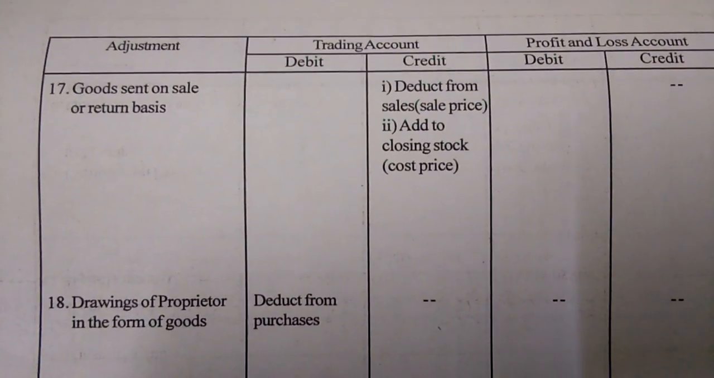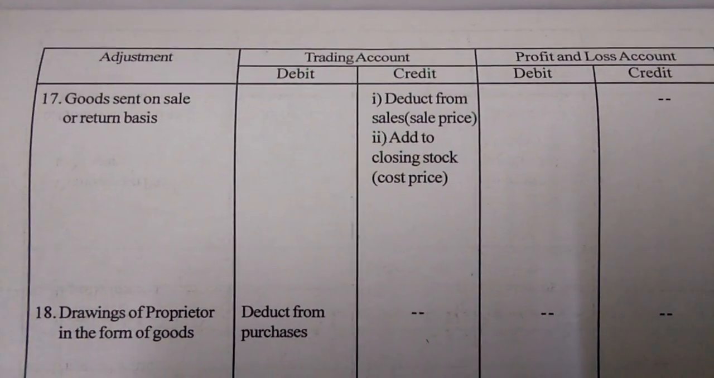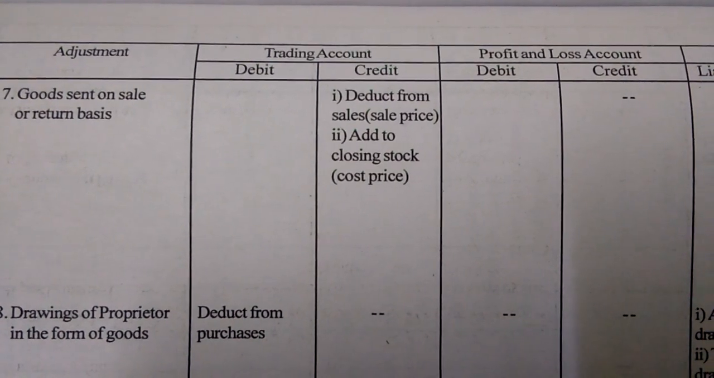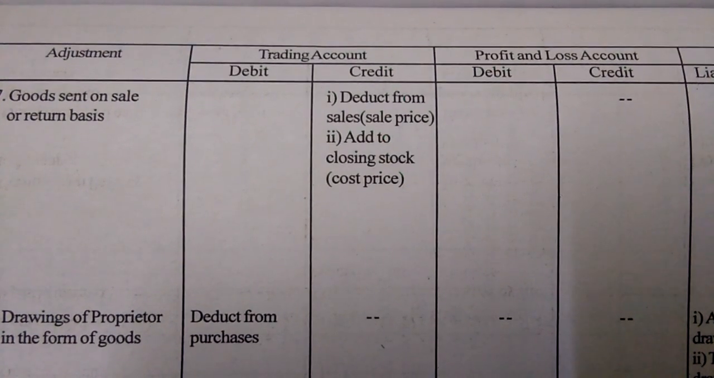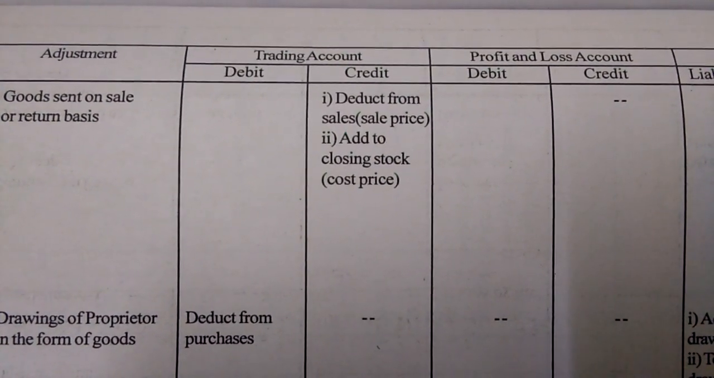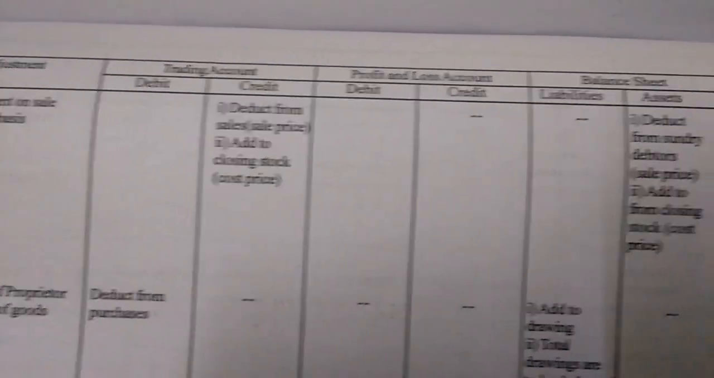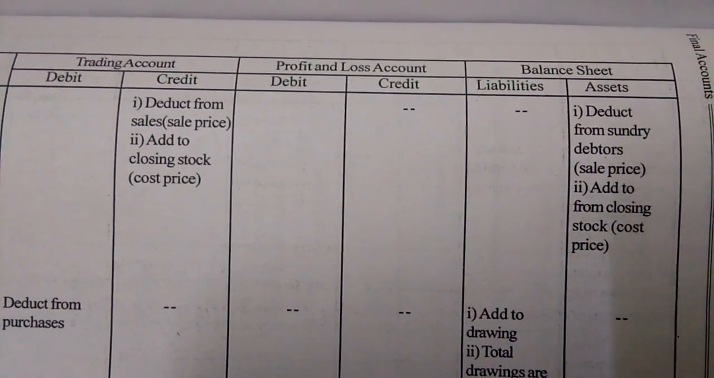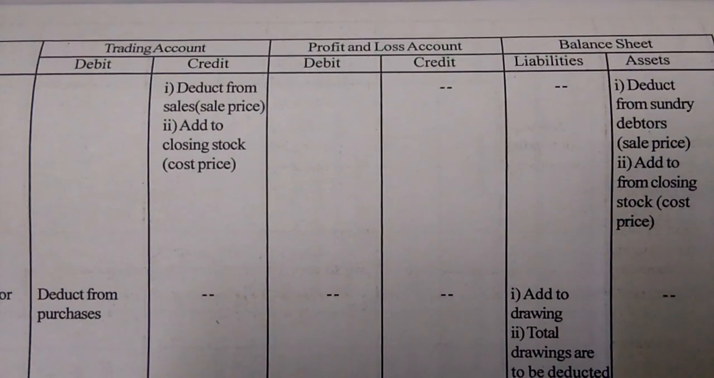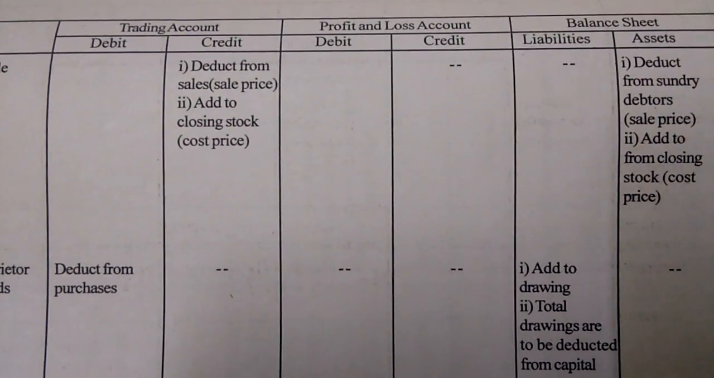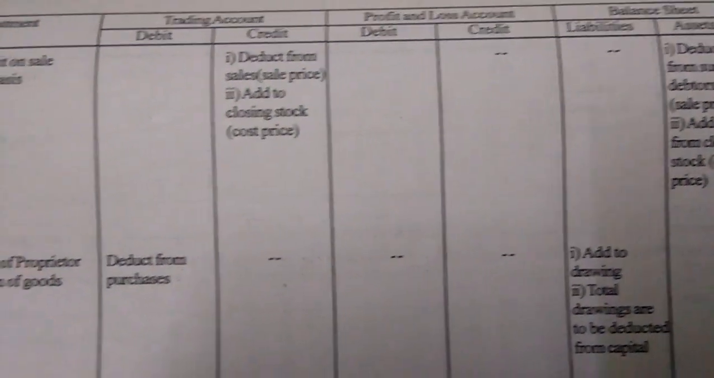17th one, goods sent on sale or return basis, that is credited in the trading account. First, deduct from the sale price, and second one, add to closing stock cost price. Then in the asset side of the balance sheet, first case, deduct from sundry debtors sale price. Second case, add to closing stock cost price.